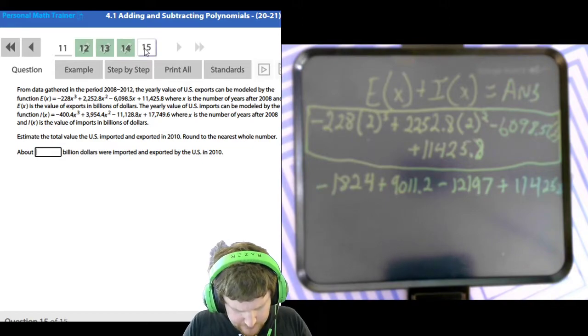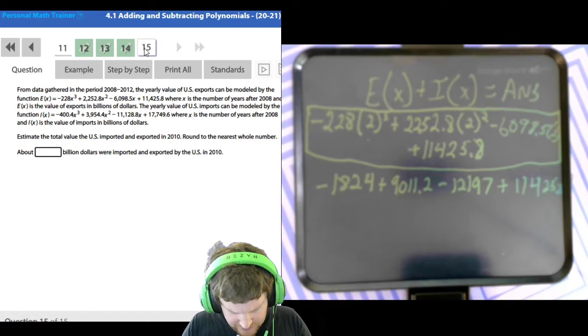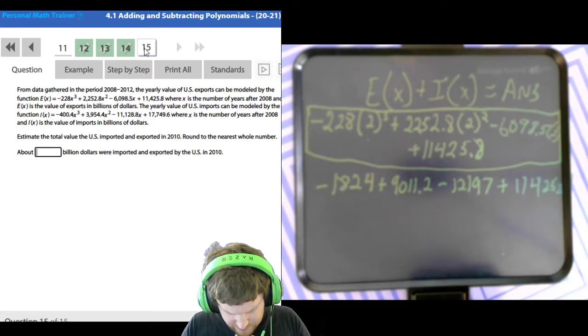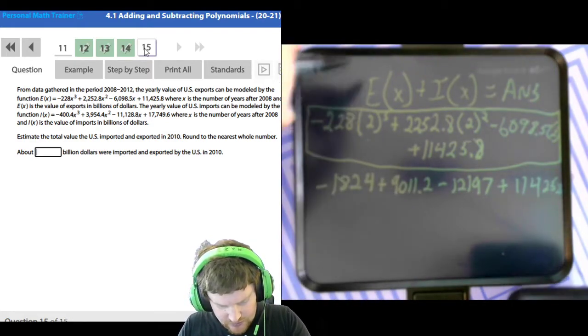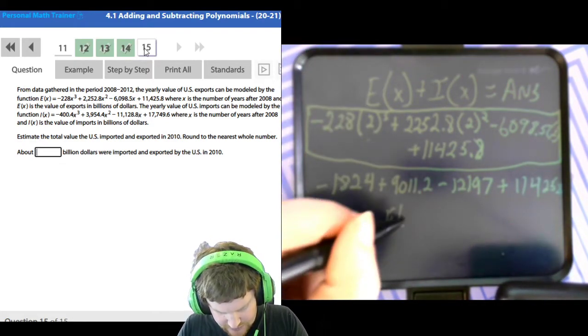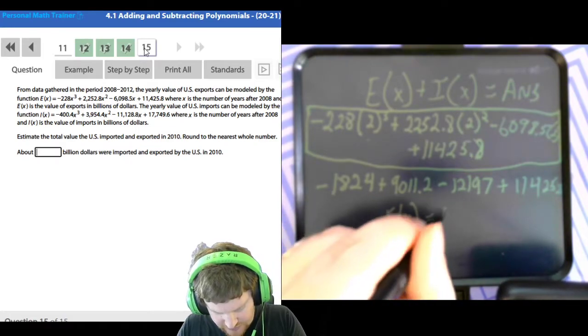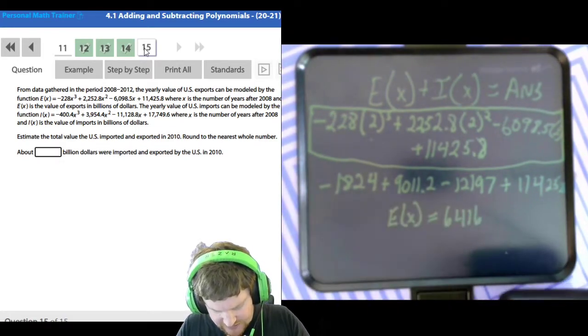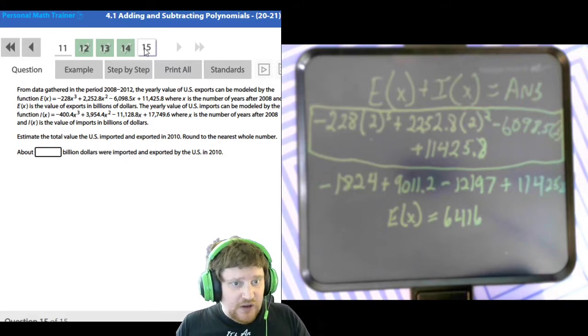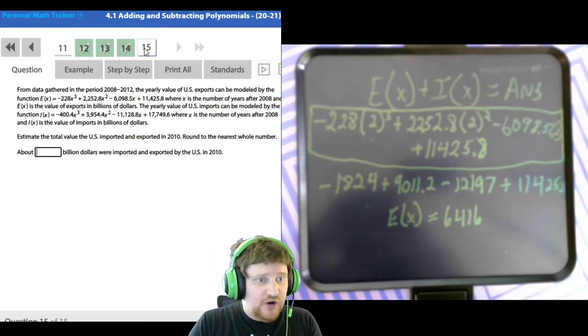So negative 1824 plus 9011.2 minus 12197 plus 11425.8. That gives me a total export E of x equals 6416.